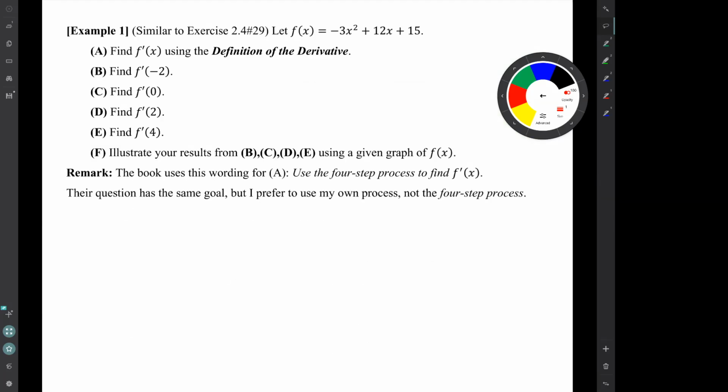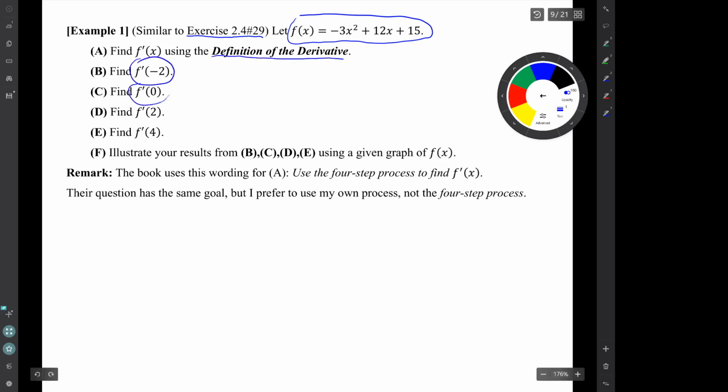All right, here's our first example. This is similar to one of your homework exercises. F of x is this quadratic polynomial. Now we're supposed to find f prime using the definition of the derivative, and then find these things. And then finally illustrate those results using a given graph.